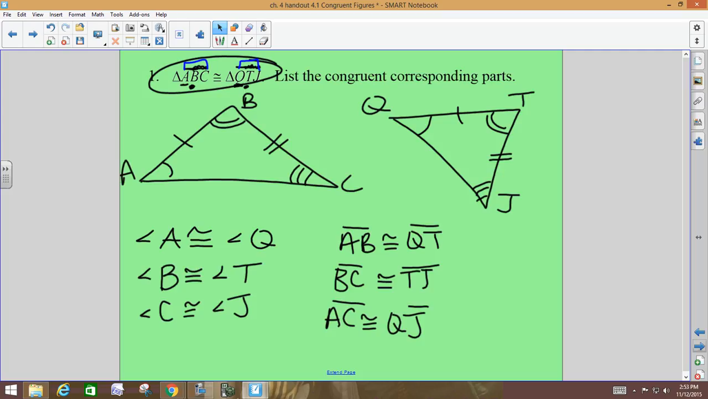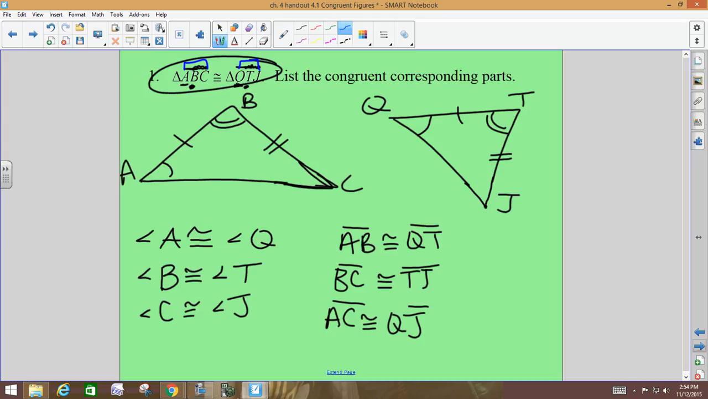Since it says list them, then you should list 6 pairs of information. If I gave you 2 quads and told you to list all corresponding parts, then you should have 8 pairs: 4 pairs of angles, 4 pairs of sides. Okay? Let's back up here a second. And right now we know that A is congruent to Q and B is congruent to T.